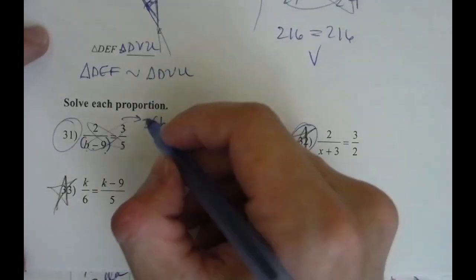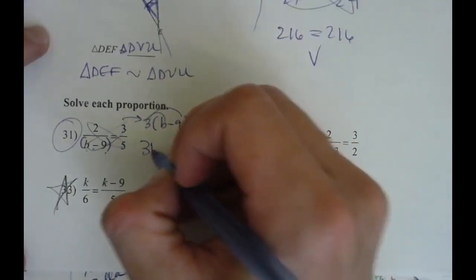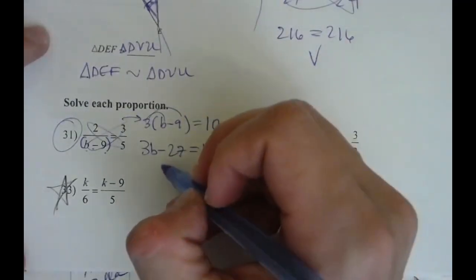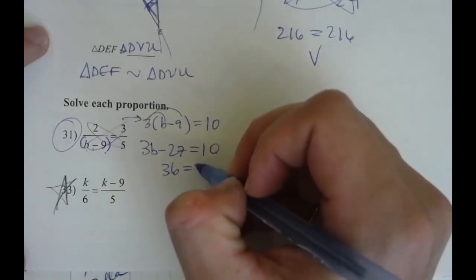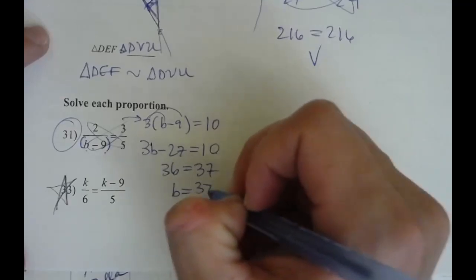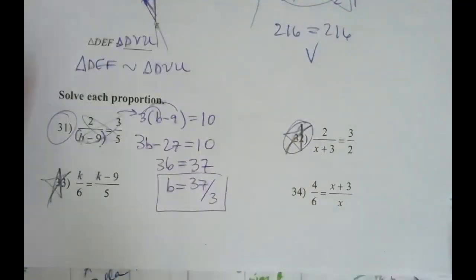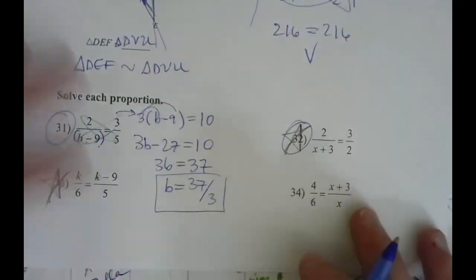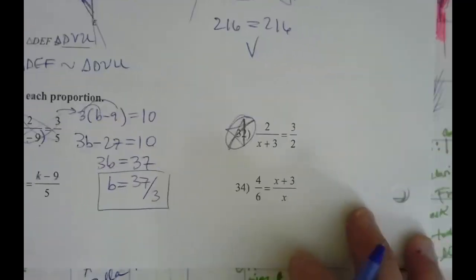Now I'll distribute my 3 out. So I have 3b minus 27 equals 10. And then adding 27 to both sides yields 3b equals 37, and then b is 37 over 3 would be my answer. I don't know in the calculator. Let's see how much that is. It is 12 1/3. This is a totally fine answer to me. This is a simplest form fraction, and I'm cool with that. I personally love fractions much more than decimals. If you want to write a decimal, though, that's fine with me. You can do whatever you want as long as it's mathematically correct.